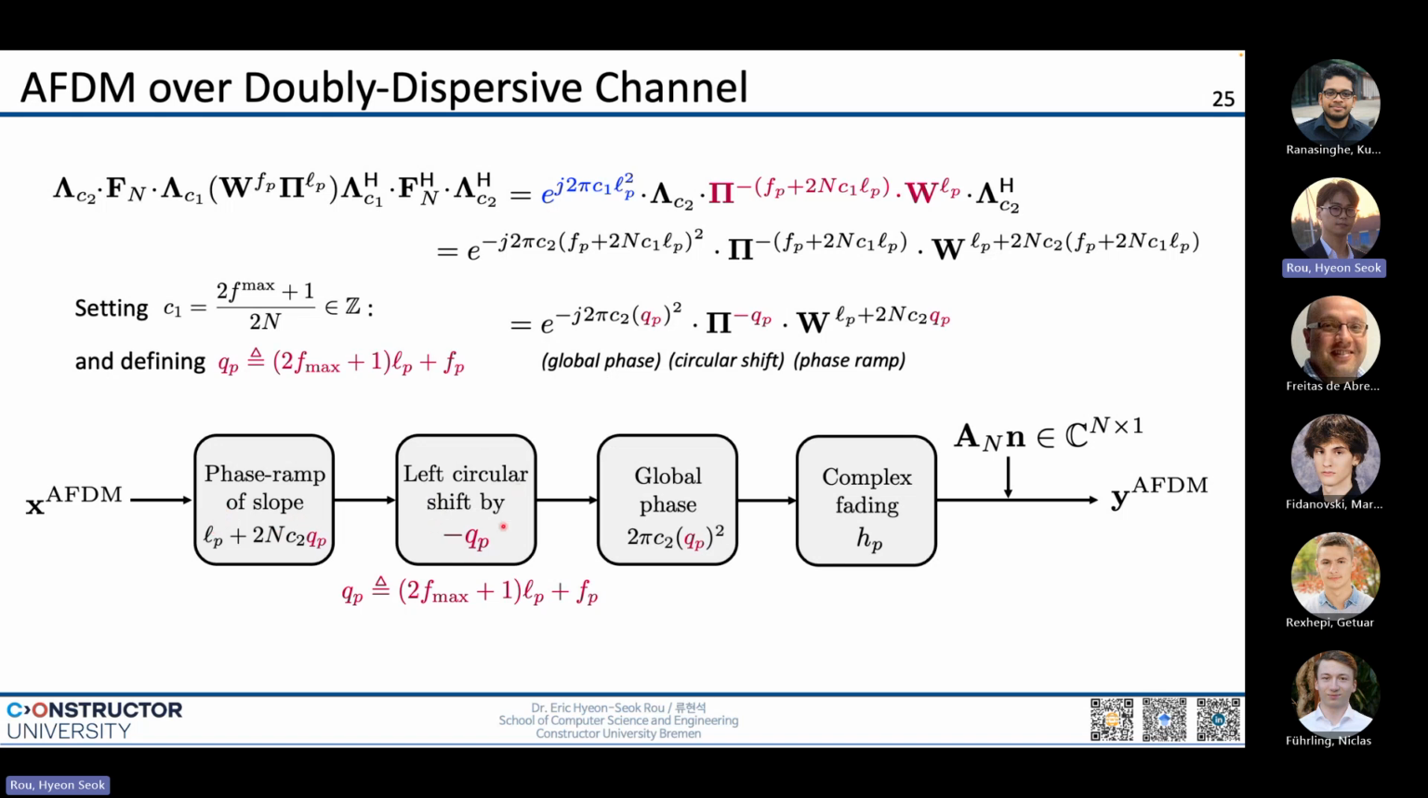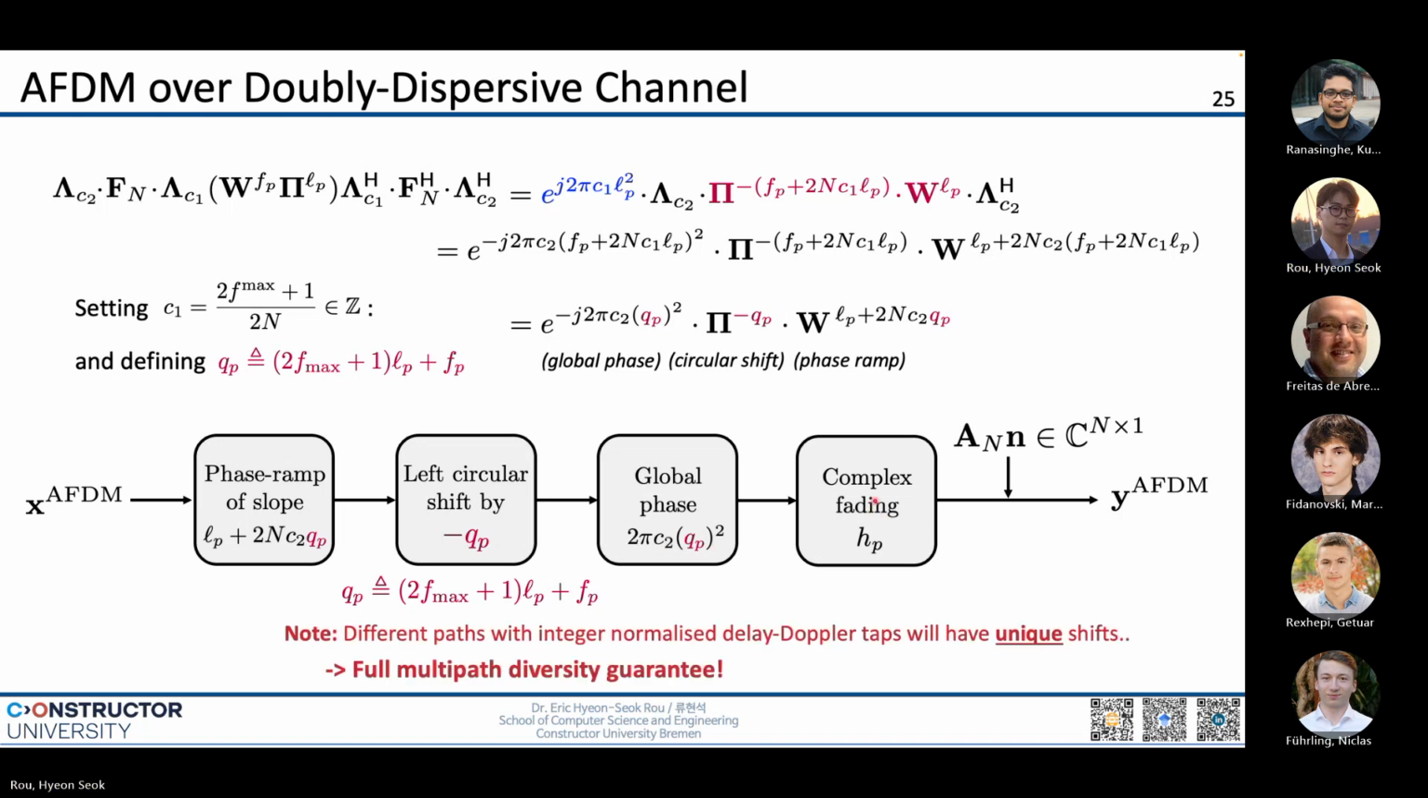And then the important part is the left circular shift by minus Q of P, which is determined by the Doppler shear factor we had before, and then some global phase, and then the complex fading. The important part to notice here is that now the circular shift is no longer just the Doppler shift that we saw before with the OFDM, but now we have another term that is dependent also on the delay, the L of P.